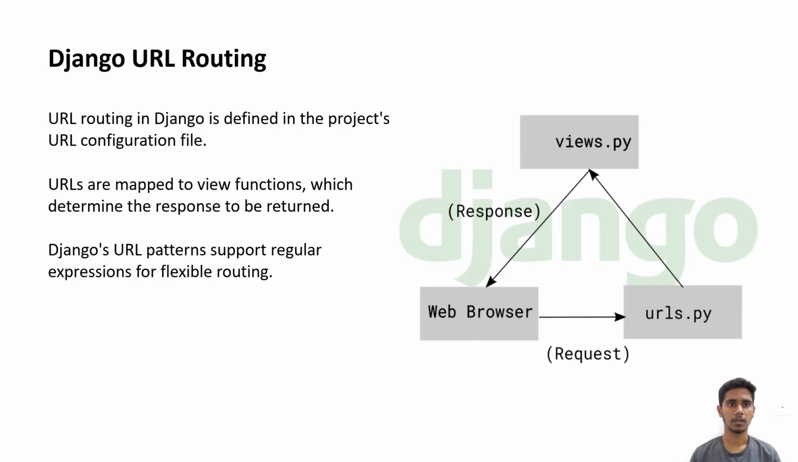Django URL routing. URL routing in Django is defined in the project's URL configuration file. URLs are mapped to view functions which determine the response to be returned. Django's URL patterns support regular expressions for flexible routing.